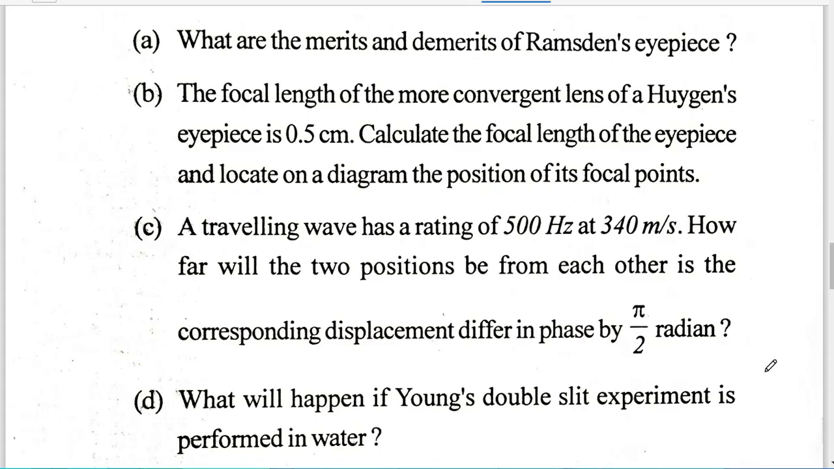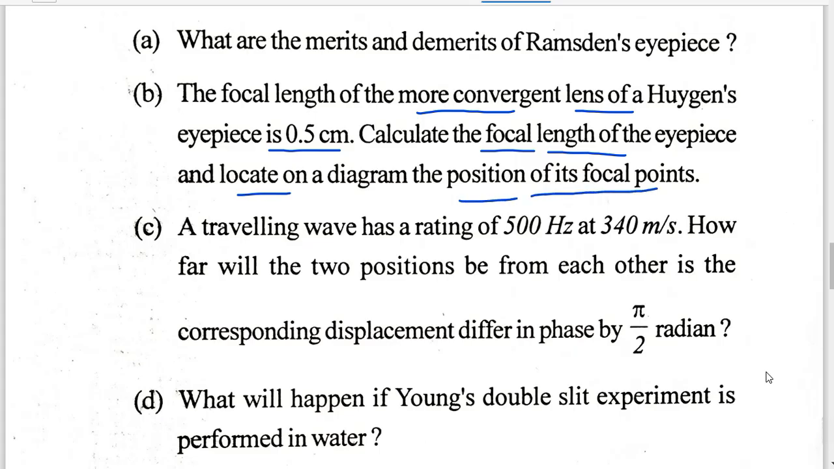Okay, in question B, the focal length of the more convergent lens of a Huygens eyepiece is 0.5 cm. Calculate the focal length of the eyepiece and locate on a diagram the position of its focal points. So the focal length of the more convergent lens: more convergent means less focal length, because it will converge more whenever there is a lens. If it converges more, the focal length will be less. If it converges less, then the focal length will be more. So more convergent means less focal length.